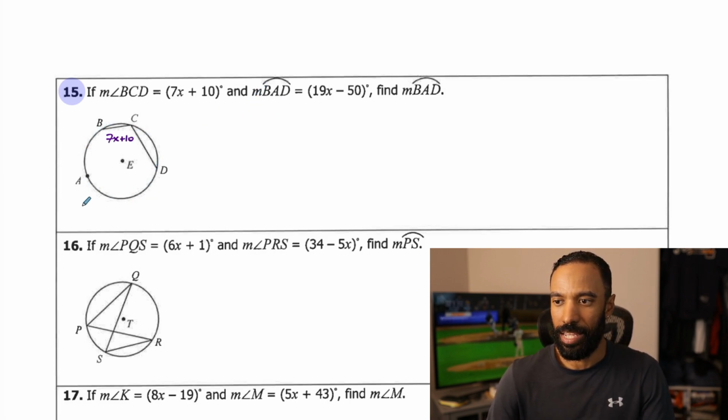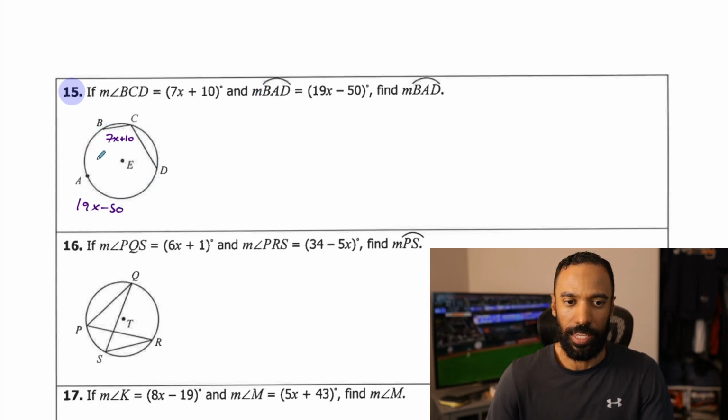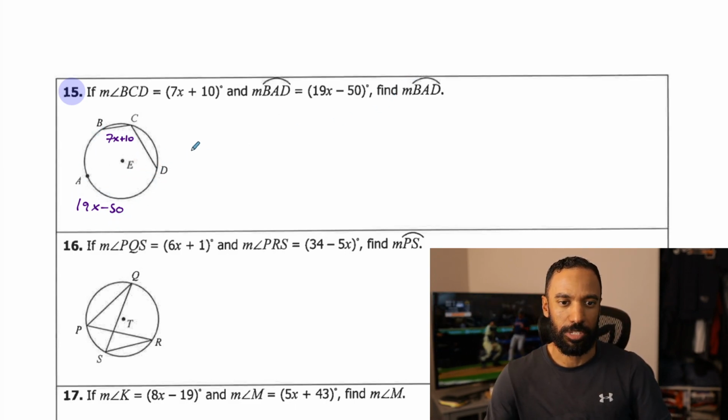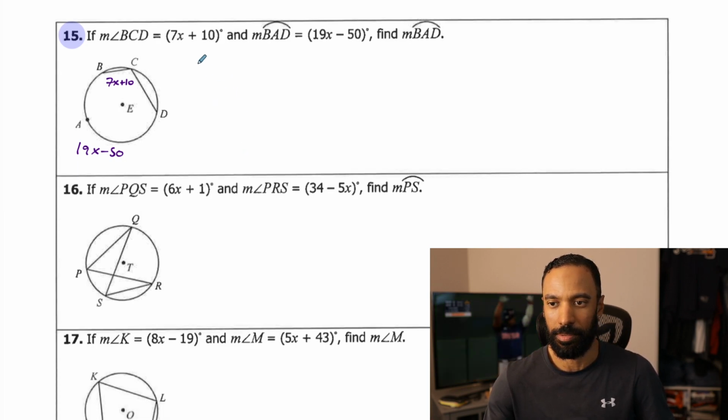Measure of arc BAD is 19x minus 50. That's this whole guy right here. Find the measure of arc BAD. You could say it's 19x minus 50. Your goal is to solve for x first and then substitute that in.